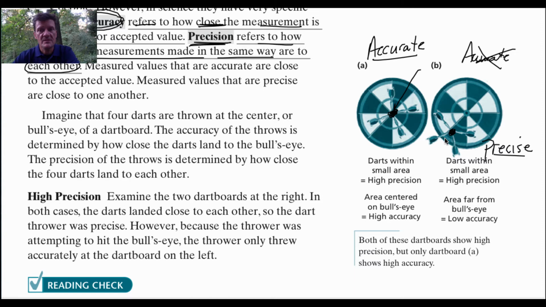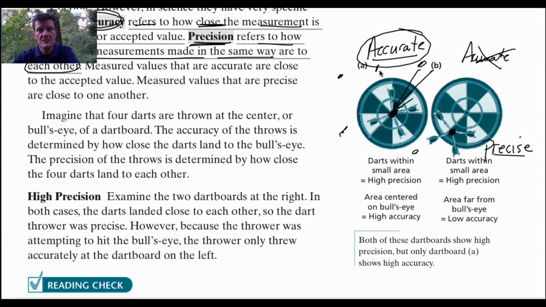Precision is, were we able to do it over and over and get the same answer or close to the same answer. Now, a measurement can be accurate, okay? But if you do that measurement over and over again, you may get wild answers. In other words, you may have hit the bullseye once, but the next time it's over here and over here and over here and over here.